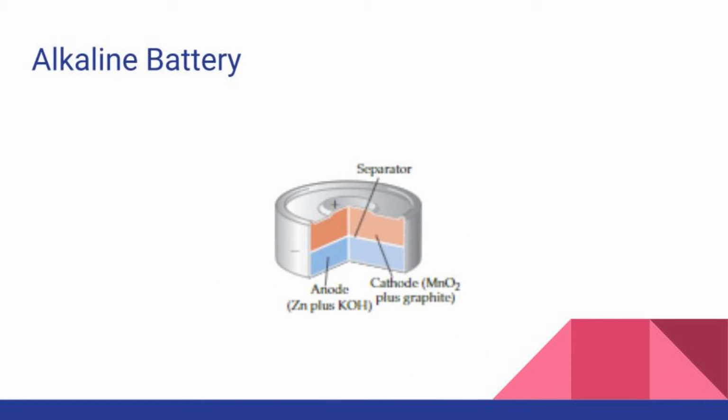An alkaline battery is one of the most common primary batteries used. The anode is powdered zinc in a gel in contact with potassium hydroxide. The cathode is a mixture of manganese dioxide and graphite that is separated by a porous fabric.